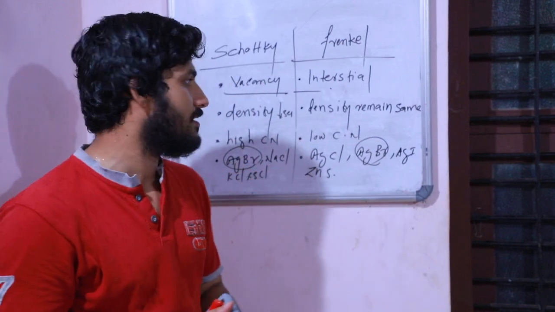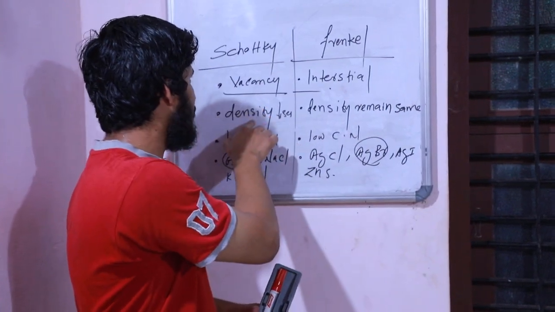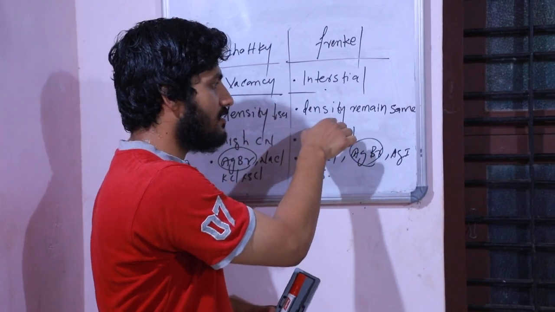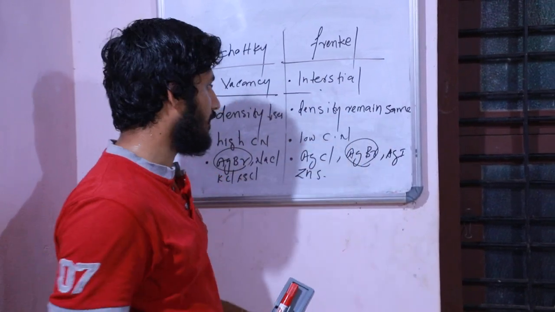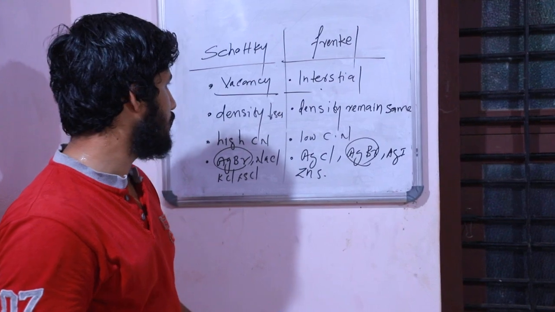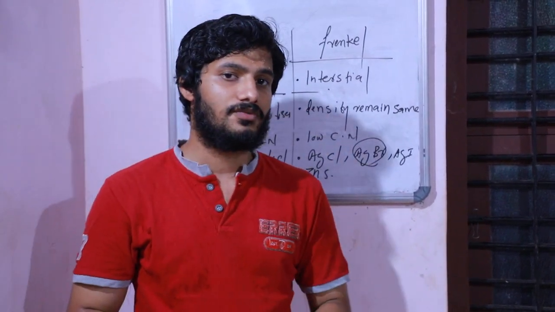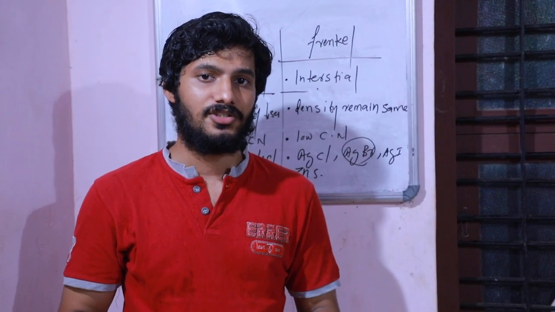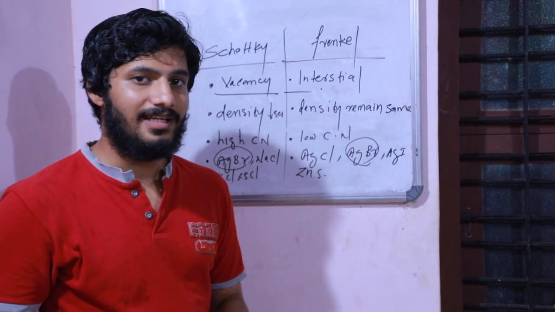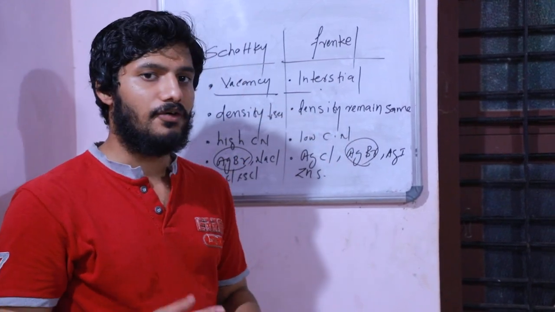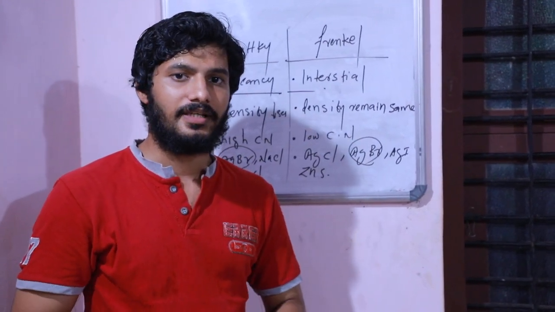Another important concept is density. In the case of the Schottky defect, the density decreases, and in the case of the Frenkel defect, the density remains the same. That is a very simple concept. This kind of question is very important for competitive examinations and from the theory examination point of view. Imperfection of solids is a very important concept in the case of solids.